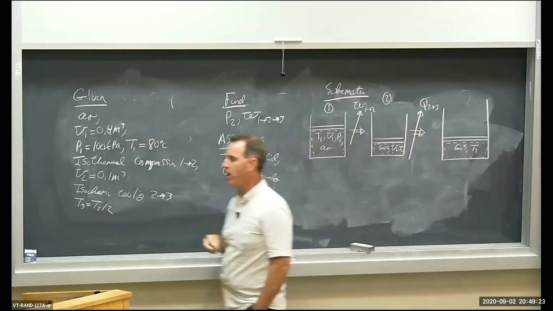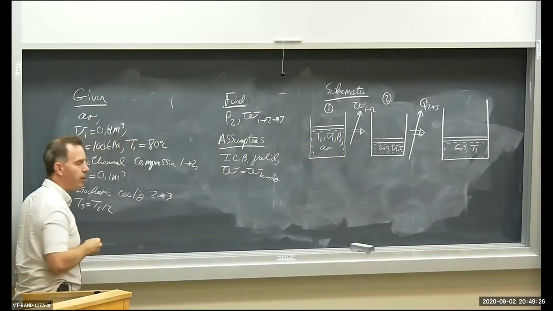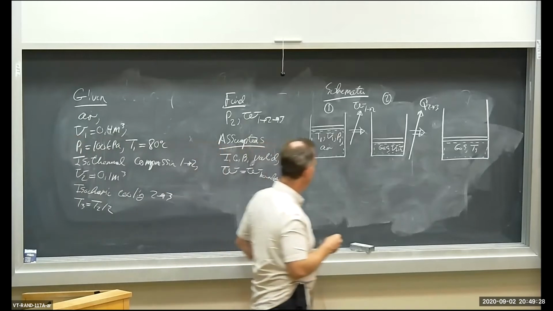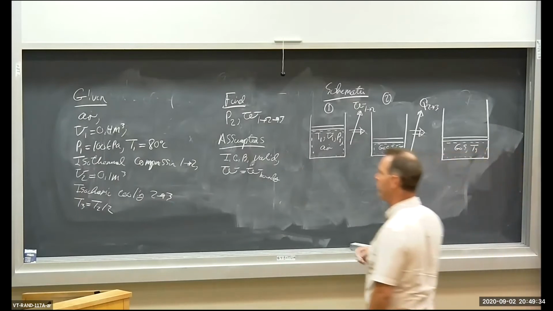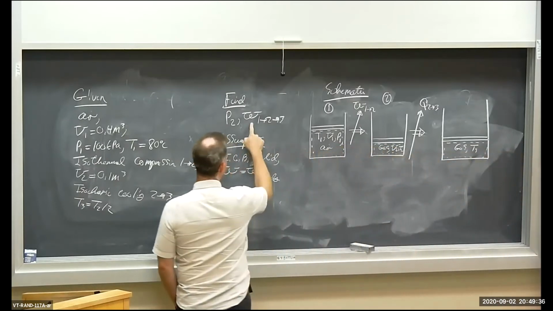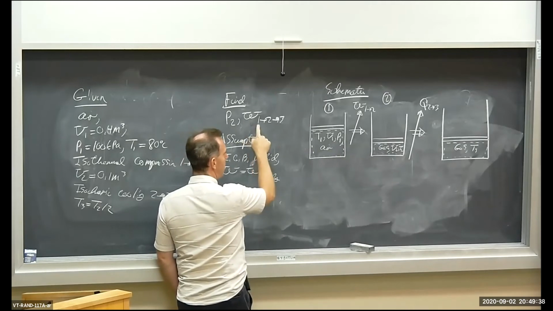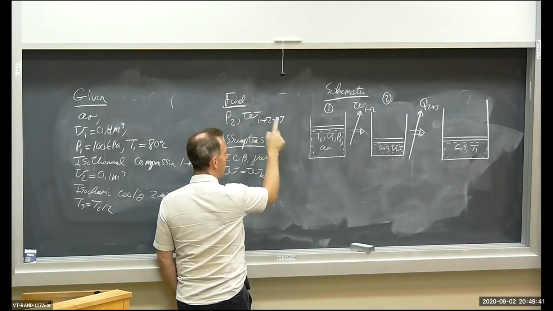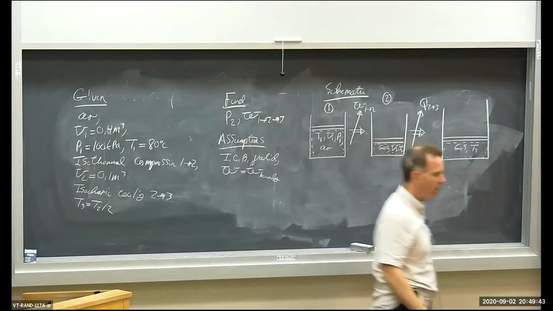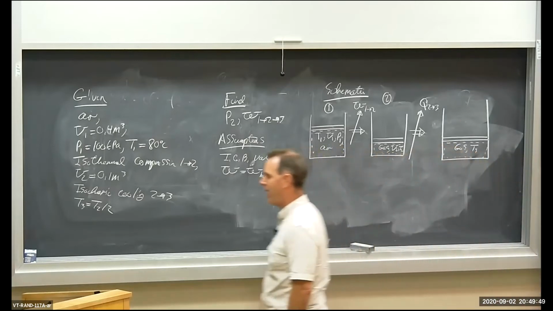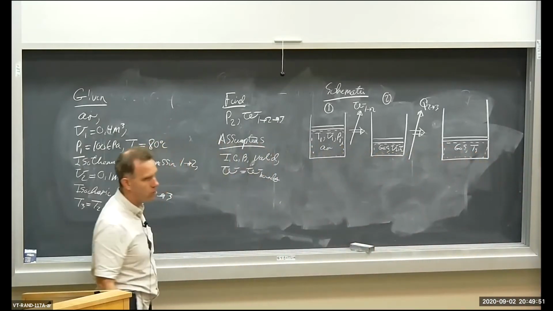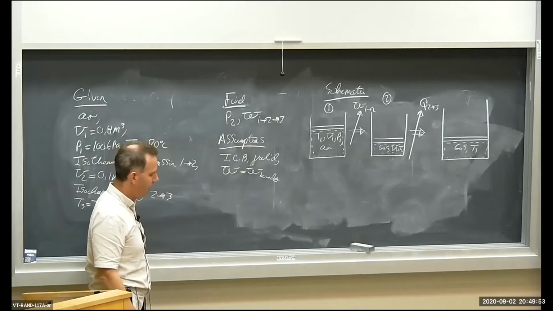Okay, what are we supposed to find here? We're supposed to find the pressure at state 2 after we do the isothermal compression. And we're also supposed to find the boundary work. The boundary work as we move from state 1 to state 2 and to state 3. We're supposed to find the total boundary work as we go from state 1 to state 2 to state 3, okay? Along the path 1 to 2 to 3. Okay, so that's the plan for today.